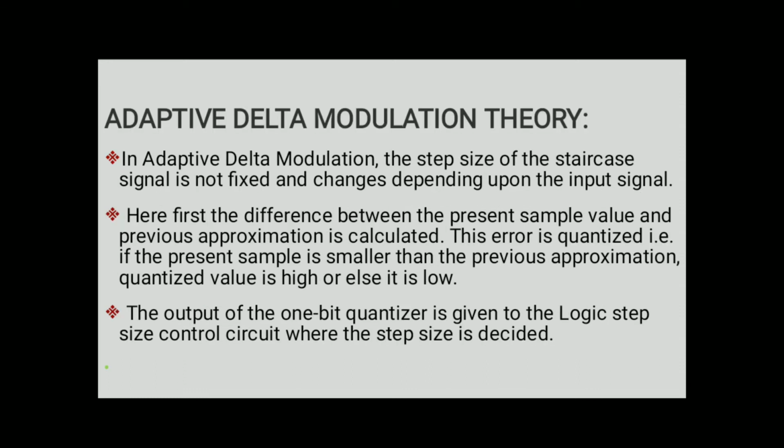Adaptive delta modulation theory. In adaptive delta modulation, the step size of the staircase signal is not fixed and changes depending upon the input signal. Here, first the difference between the present sample value and previous approximation is calculated. This error is quantized. That is, if the present sample is smaller than the previous approximation, quantized value is high or else it is low. The output of the 1-bit quantizer is given to the logic step size control circuit where the step size is decided.